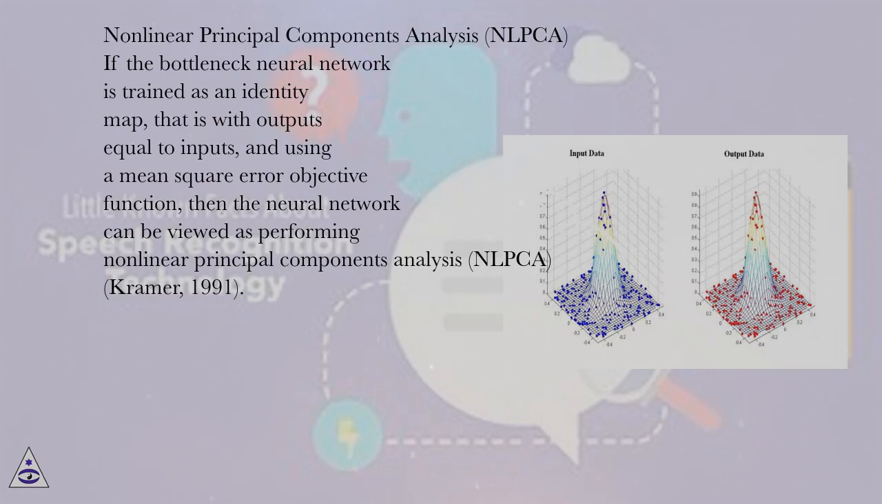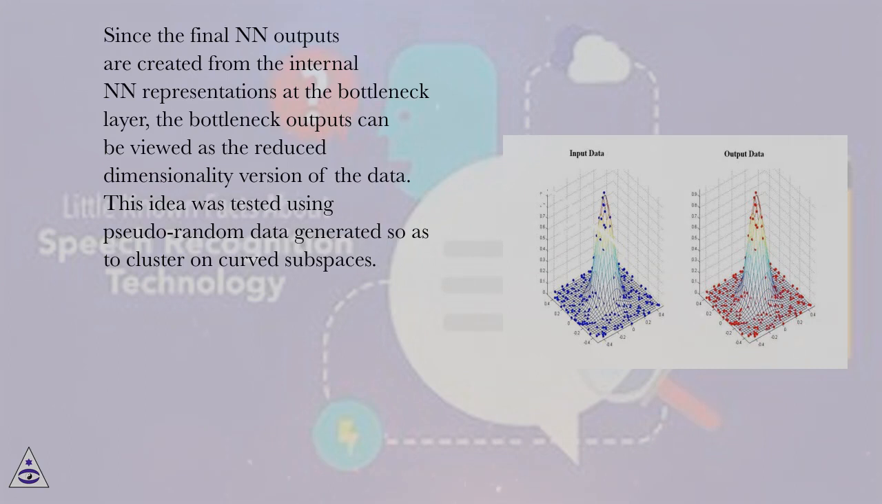Nonlinear Principal Components Analysis, NLPCA. If the bottleneck neural network is trained as an identity map, that is with outputs equal to inputs, and using a mean square error objective function, then the neural network can be viewed as performing nonlinear principal components analysis, NLPCA, Kramer, 1991. Since the final NN outputs are created from the internal NN representations at the bottleneck layer, the bottleneck outputs can be viewed as the reduced dimensionality version of the data.